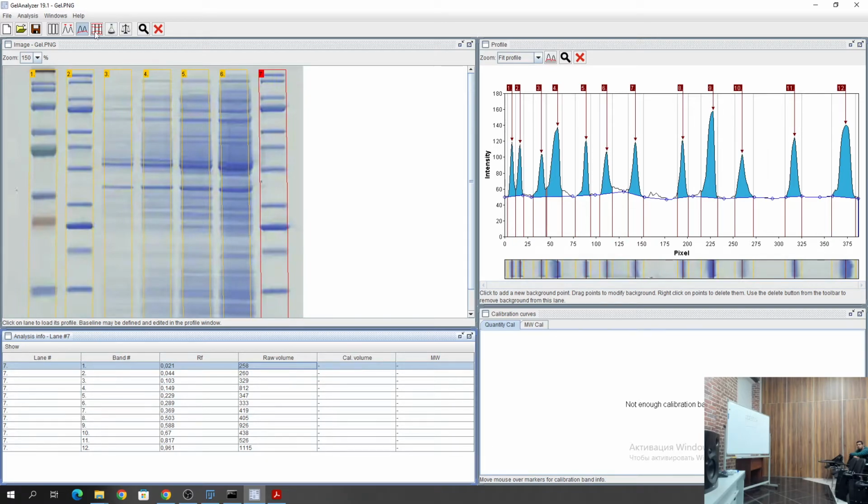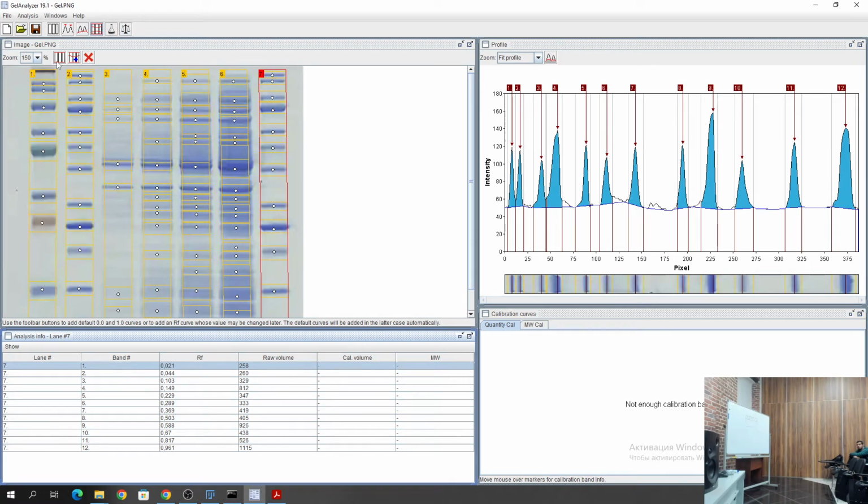But let me show another usable thing. If our gel is not as straight but a little bit bent, it's possible for this program to add the correction for this bending of the gel. Just click here and put points for the same molecular mass, and it will correct the whole gel for you. You can add 3 to 5 different lanes for correction. For this gel, I don't see any need for correction, unfortunately, so it's fine as it is.